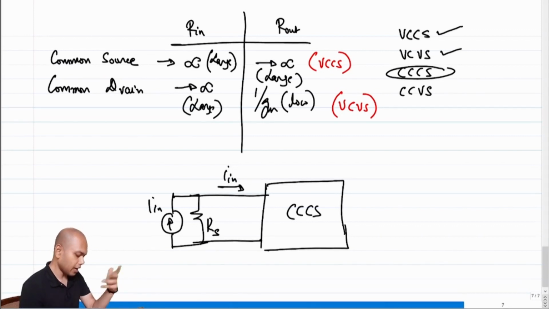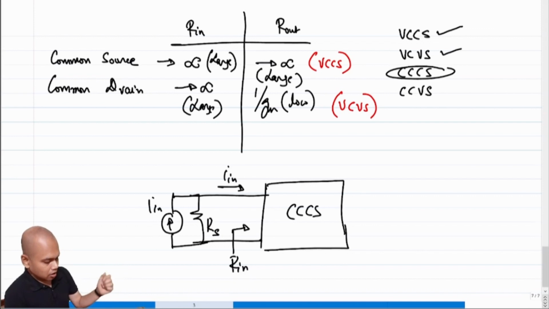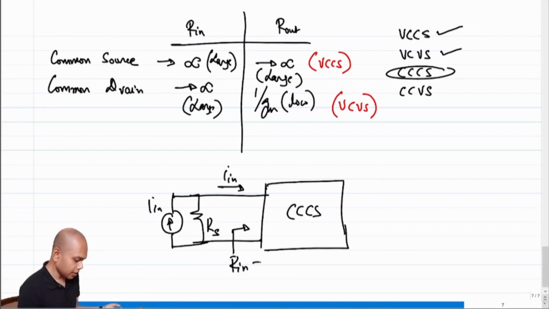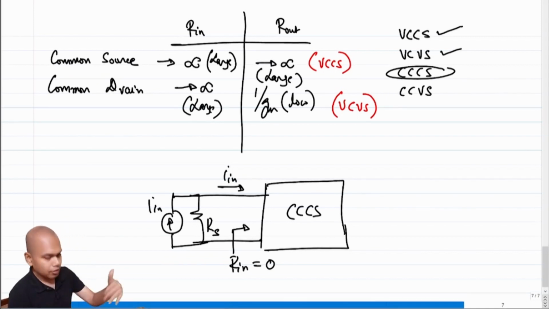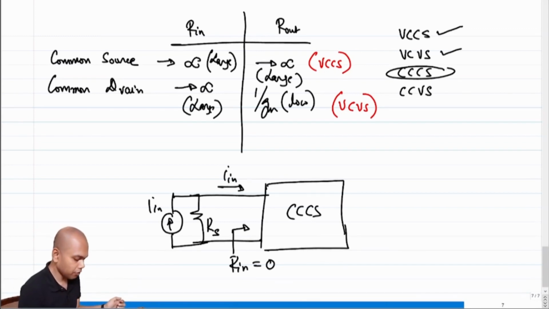So if it accepts the current in the input port in the presence of a non-ideal resistance Rs, what can you comment on the input resistance? Rin has to be close to 0. In this case, Rin has to be 0. It is only when Rin is equal to 0 that all of I in will flow into the current controlled current source input port, and no current will flow into Rs. If Rin is not 0, right, then some current division will happen, some portion of the current will flow into the input port and some portion will go into Rs.